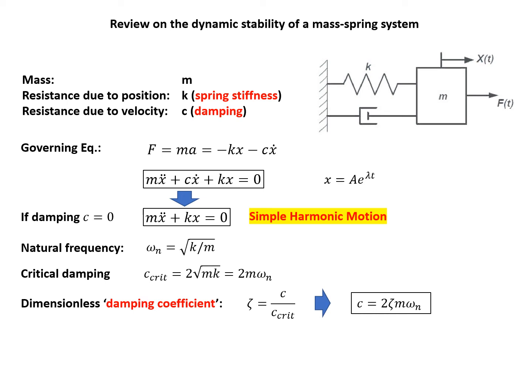Okay, so now we have several definitions, and if we replace damping C and the stiffness K in the original governing equation for that spring mass damper system, the governing equation becomes x second derivative plus twice zeta omega n times x first order derivative plus omega n natural frequency squared times x equals 0.